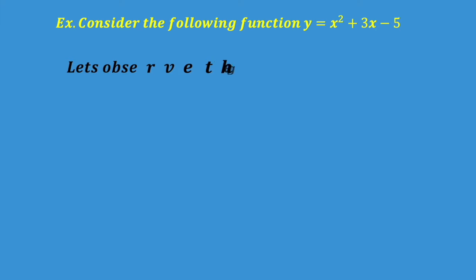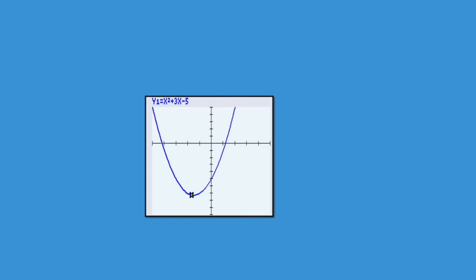Let's consider the following example, the function y equals x squared plus 3x minus 5, and draw its graph and see the behavior of the curve. Now if you look at this graph, we have one point, negative 1.5, where the tangent is horizontal and the gradient is 0, and on both sides of negative 1.5 the curve behaves differently.